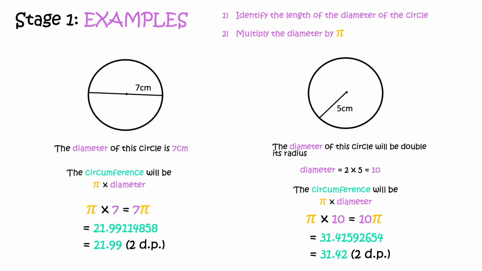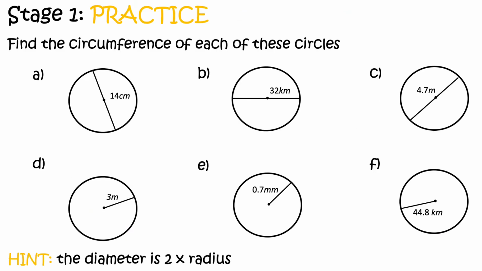So here are the 2 examples that we just did. You can screenshot it, turn it into revision cards, or just pause it and have a look at them again. And hopefully you're feeling confident now in working out the circumference of a circle. Just a quick hint, remember if you've only been given the radius, you need to double it so that you're working with the diameter.